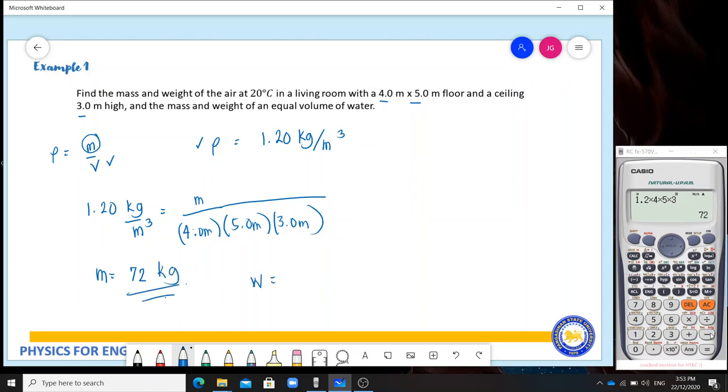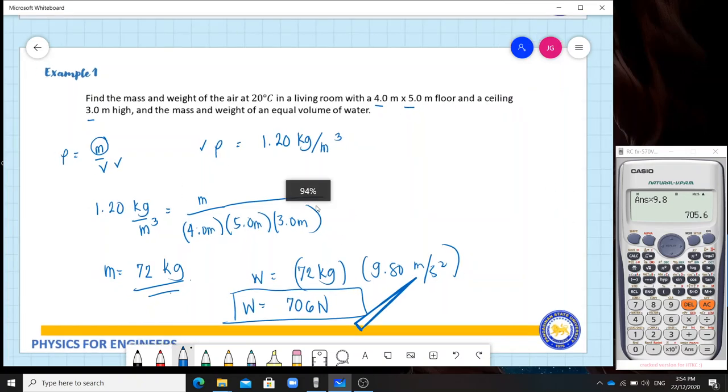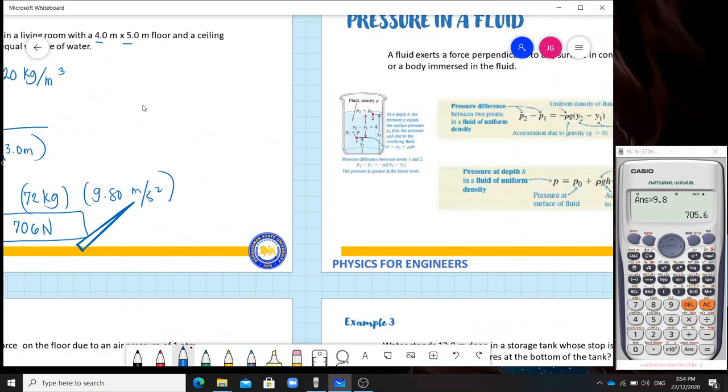At ang weight natin, syempre, is 72 kilogram times gravity, 9.8 meter per second squared. Okay, so ang weight natin ay 706. Okay, 706 newton. Okay, so ayan. That is how you answer example number 1.